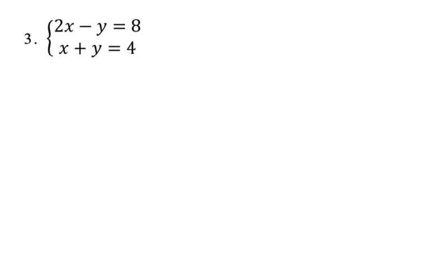Example 3, in order to solve this using row operations, the first thing we're going to do is put this into a matrix, an augmented matrix. So we take our coefficients and our constants, and that's our augmented matrix.